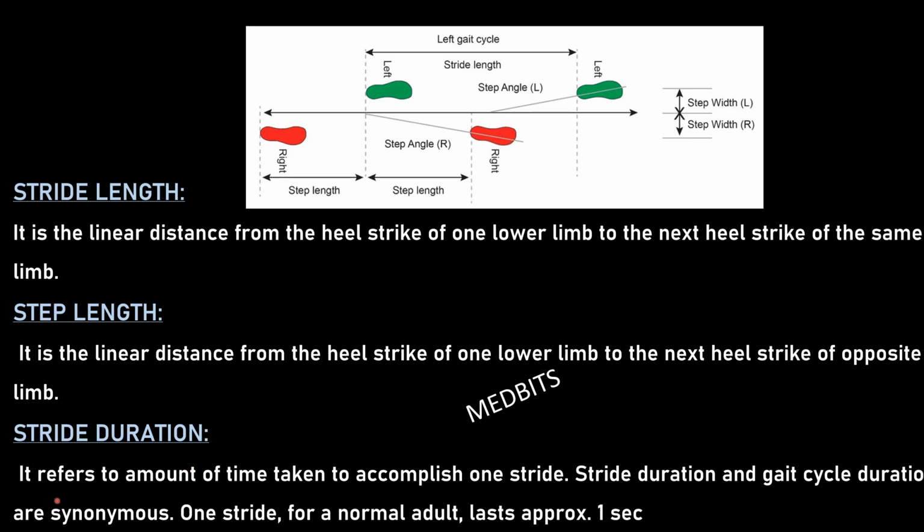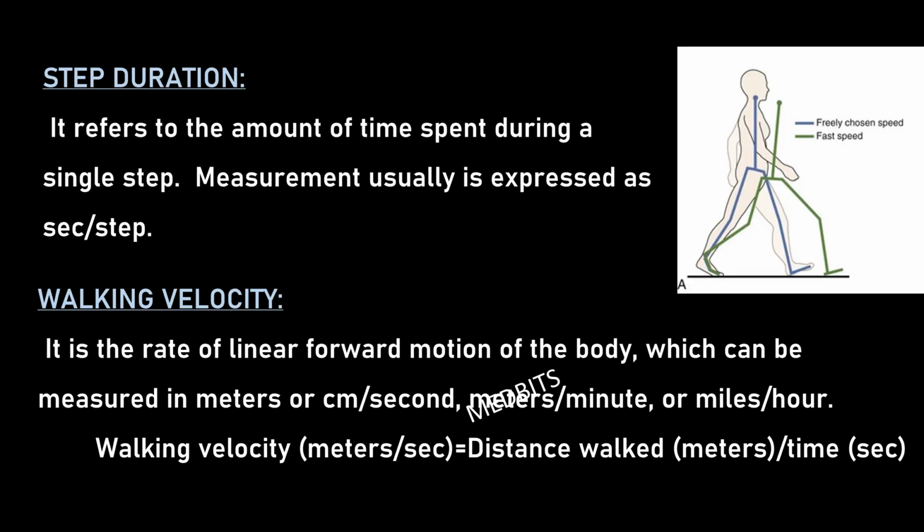Stride duration. It refers to the amount of time taken to accomplish one stride. Stride duration and gait cycle duration are synonymous. One stride for a normal adult lasts approximately 1 second. Step duration. It refers to the amount of time spent during a single step. Measurement is usually expressed as seconds per step.